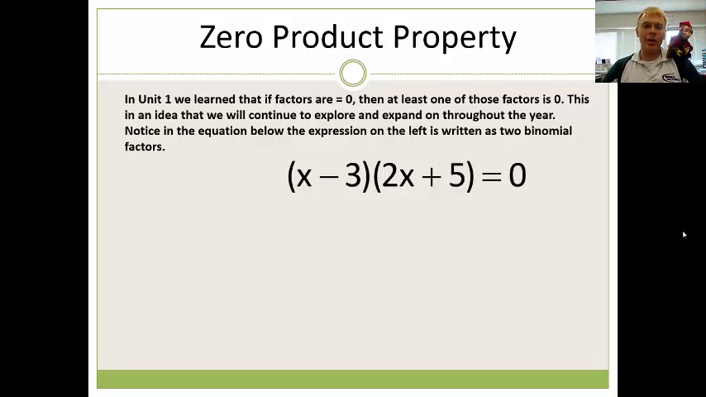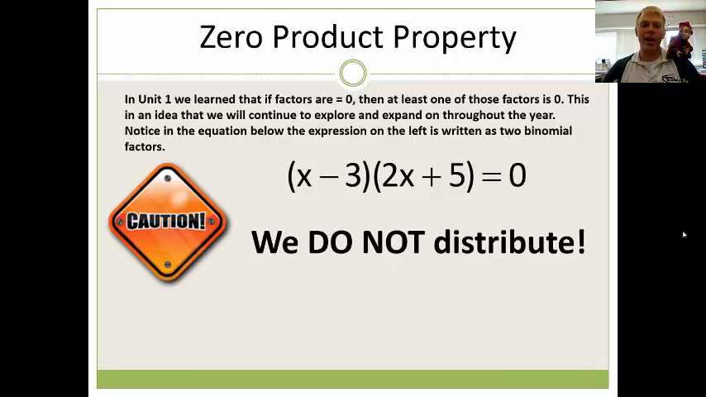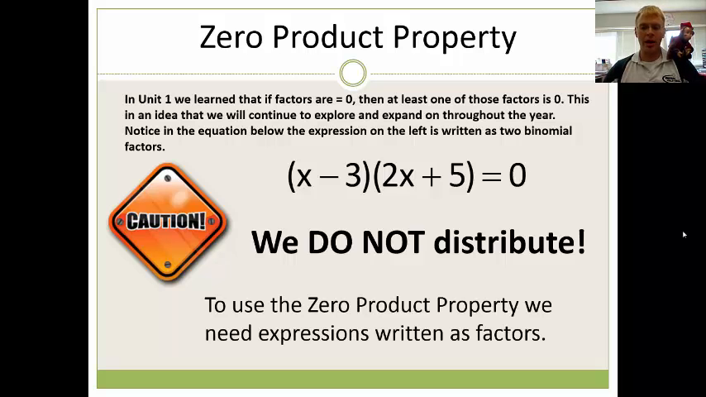The zero product property tells us that if we have multiple factors equal to 0, then at least one of those factors, but possibly all of those factors, could be equal to 0. So if we look at the equation below, we have two binomial factors, x minus 3 and 2x plus 5. The zero product property tells me that one of those binomials, or possibly both, have to be 0 for that equation to be true. Now, one thing about these equations, we do not want to distribute. Distributing will upset the equation in a way that we cannot use the zero product property. Okay? We need the expression on the left written as factors to be able to use the zero product property.